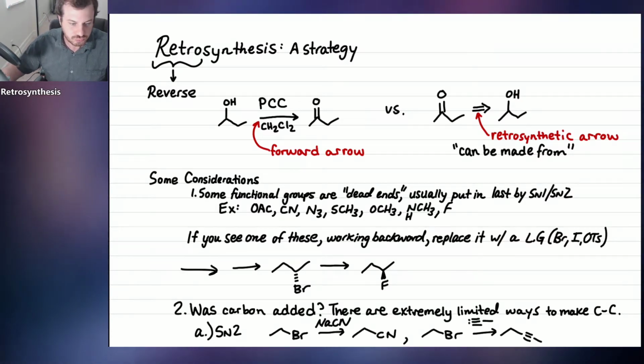Okay, now that is a rare way to make a carbon-carbon bond. The far more likely way to make a carbon-carbon bond, I'll show you on the next page, is with an organometallic reagent. And this is where the retrosynthesis gets a little tricky.